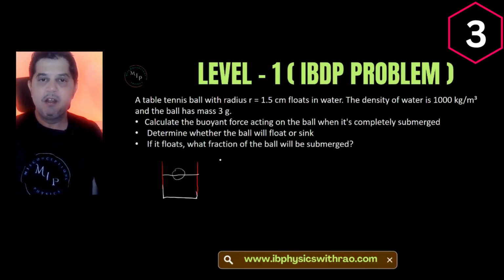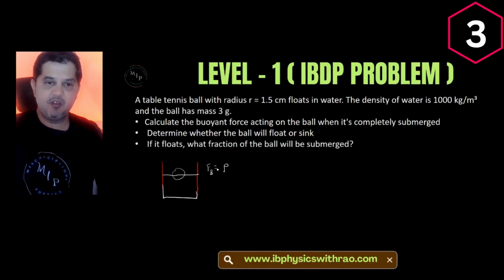Okay, so what we need to do, if it is floating, then what is it that we have? We have the density of the ball. So what is being asked? Calculate the buoyancy force acting on the ball. First question. So FB will be equal to the density of the liquid, times the volume of the ball, multiplied by g, right? So what is the density of the liquid?